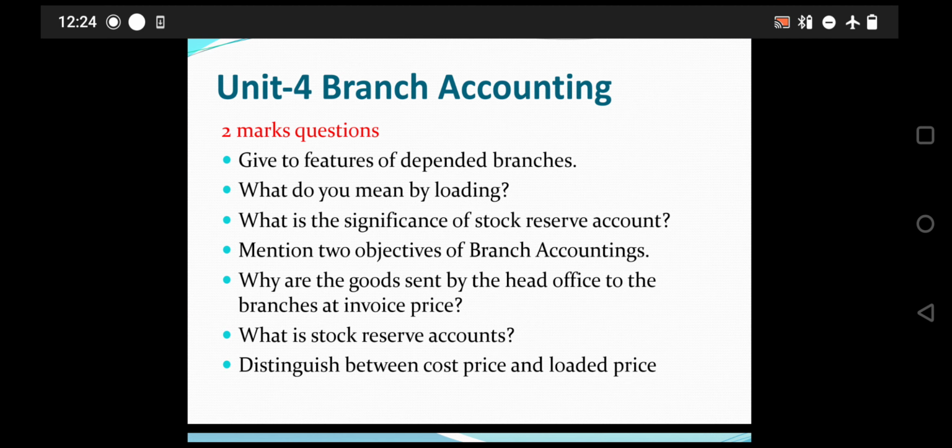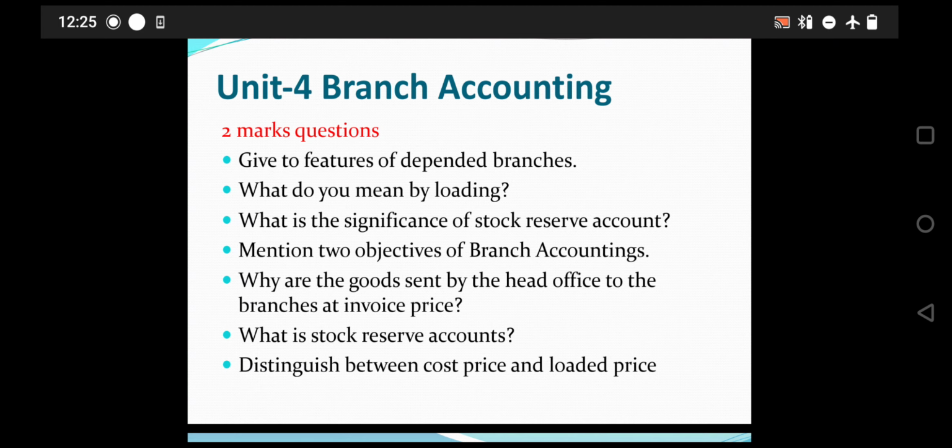Next we have, distinguish between cost price and loaded price. Cost price is the price at which the goods are sent to sell. The goods sent under cost price are based on the rate at which they are produced; the cost of production will be considered, and on the basis of that the goods will be sent from head office to branch office for selling.